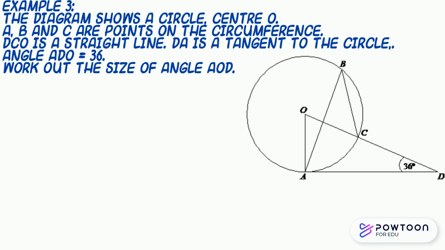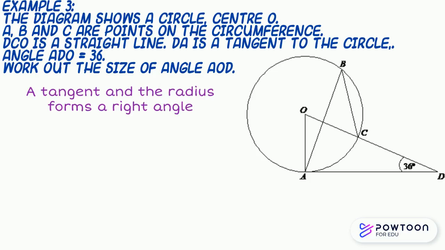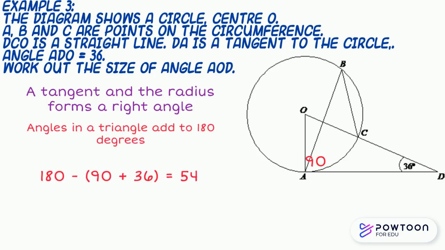To start this off, I'm hoping that you do notice that the tangent DA is touching at the same spot as the radius, and the tangent and the radius will form a right angle. So that means angle DAO is 90 degrees, and now we've got a triangle with two of our angles in it. We know that angles in a triangle will always add up to 180 degrees, so you can just add the two that we have together, take them away from 180 degrees to find out that angle AOD is just 54 degrees.